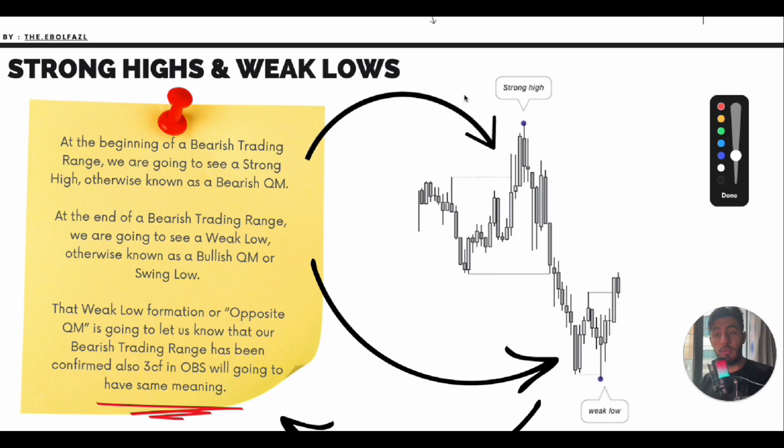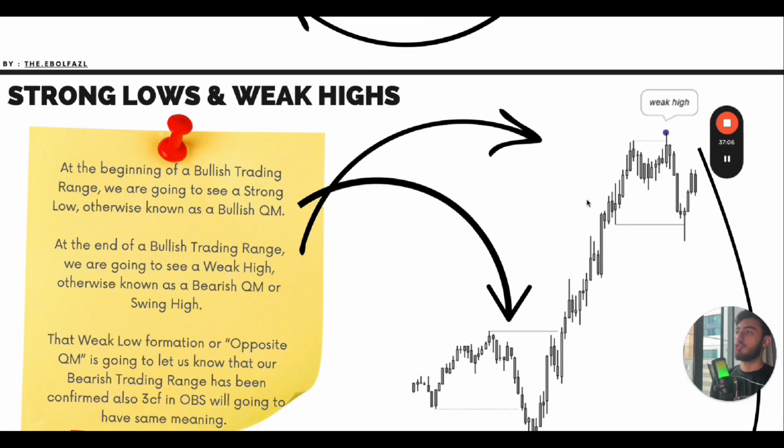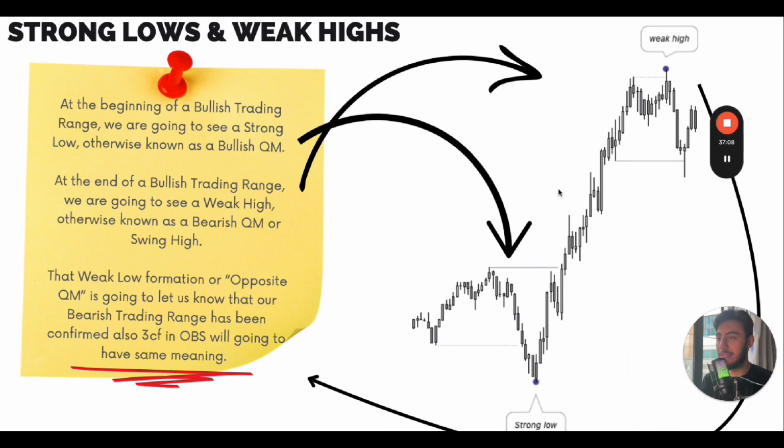So in the bearish trading range, we should have a strong high formation or a bearish QM formation, and the weak low can be the opposite, a bullish QM or three candle confirmation. That means our range formed. Once we get the weak low, that means the bearish trading range formed. But once you start to look for the bearish trading range, the first thing that you're gonna look for is going to be the strong high in the bearish trading range. Now, the strong low and the weak high, it's going to be the same.